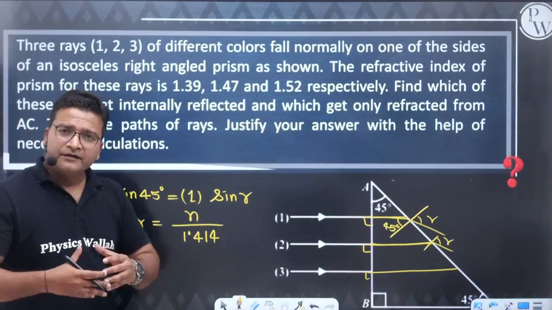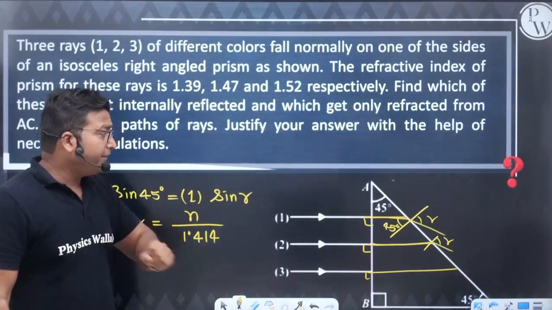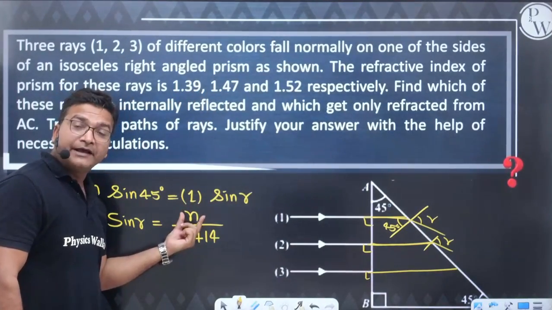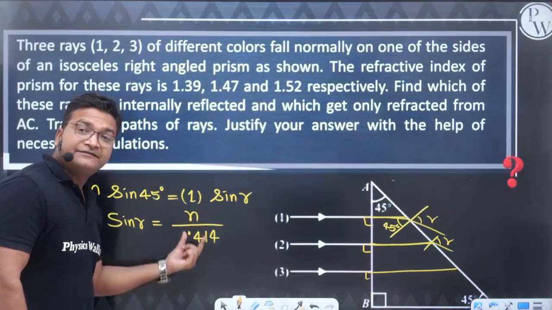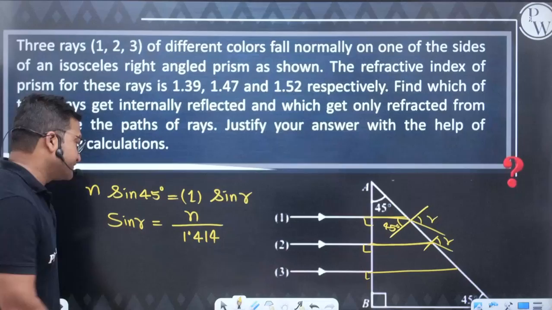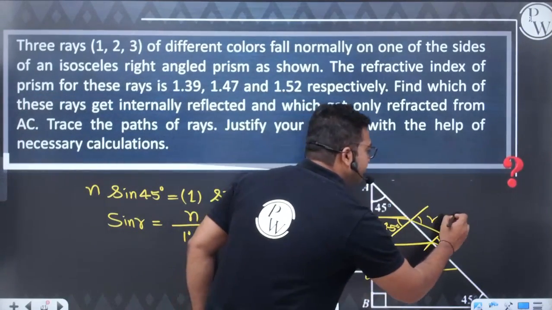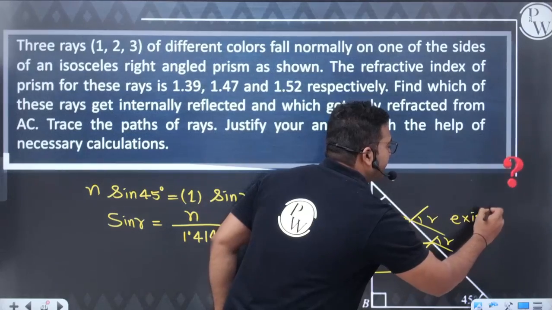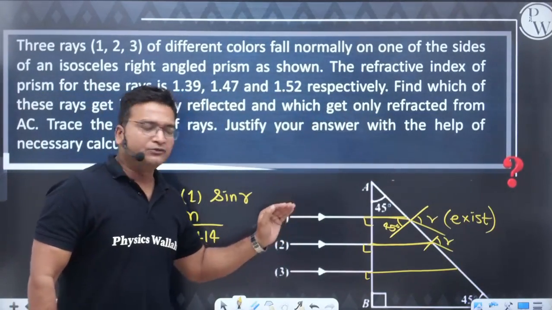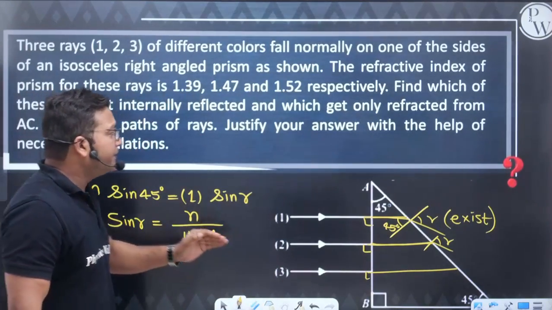Now imagine, if I take the first ray, for the first ray, the refractive index of the prism is 1.39 only. If you place 1.39, imagine, this ratio is less than 1. And if sine r is less than 1, then only r exists. So r exists for the first ray. And if r exists, the first ray is going to penetrate, going to refract in air, or you can say the first ray will get refracted.